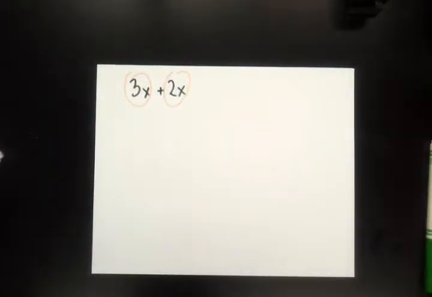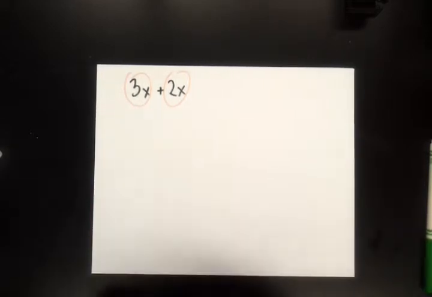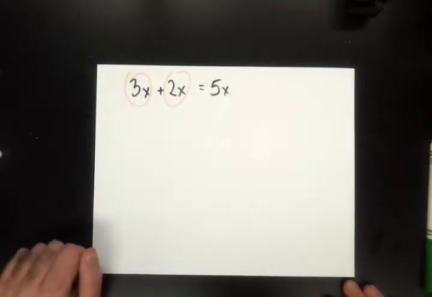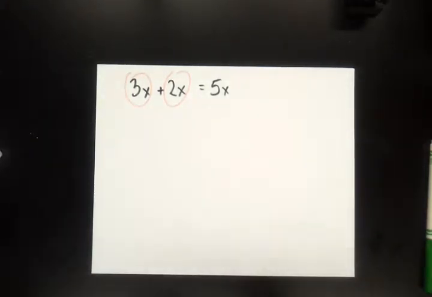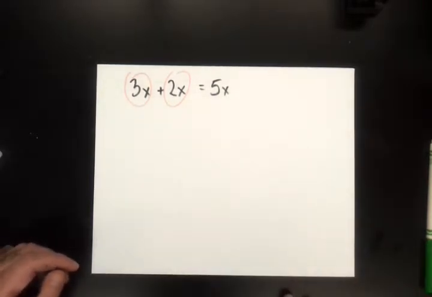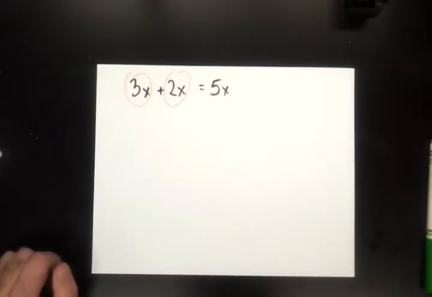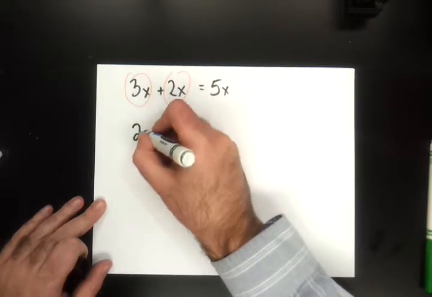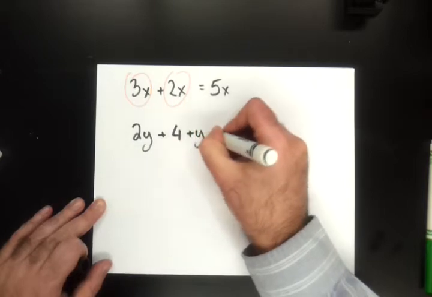Now that I know they're like terms and I can combine them, I add them. 3x's plus 2 more x's for a grand total of 5x's. Now I didn't change anything here. 5x is the same as 3x plus 2x. I shifted it around a little bit. I changed the way it looks, but mathematically these are equivalent. So these are equivalent expressions. I'm not changing anything here. Let's do another one. Let's go with 2y plus 4 plus y, and let's see what we get here.